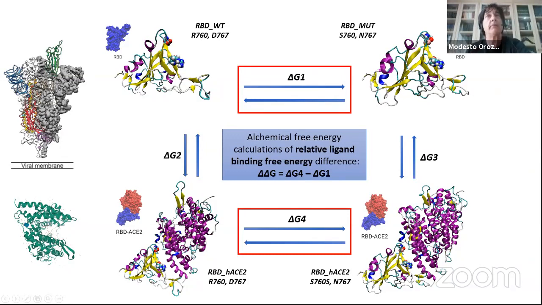So what the method allows us is to compute the change in the binding free energy when you mutate, for example, this position, where you have an arginine and you mutate to a serine, and here you have an aspartic and you mutate to an asparagine. So you can compute the change in binding, the difference in these two numbers, not directly, but by computing the free energy associated to the change from one residue to the other in the unbound state and in the bound state.